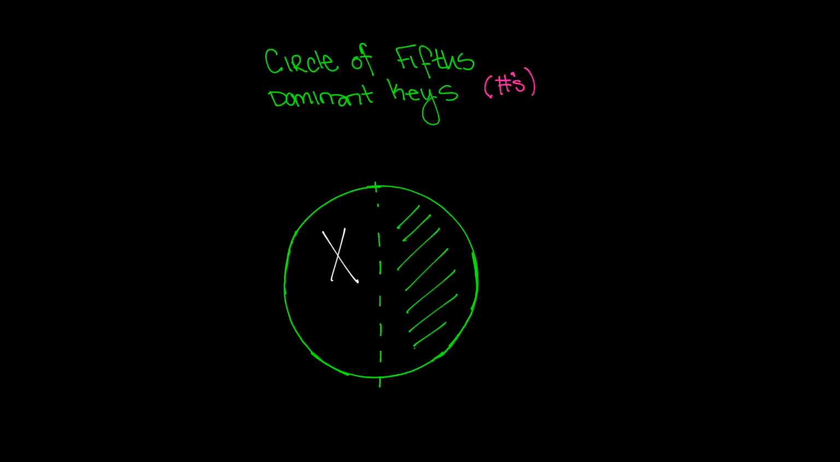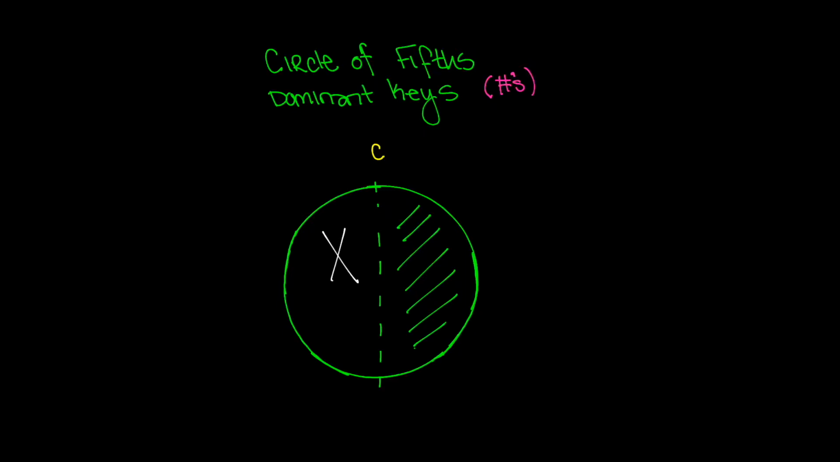So let's understand something. We want to know the word dominant in music. It just really means 5, so it just means the 5th degree. So what we're going to do is start over here with C. C is not really part of the dominant keys, and it's not really part of the subdominant keys either, but it's just our starting point for either one of them.